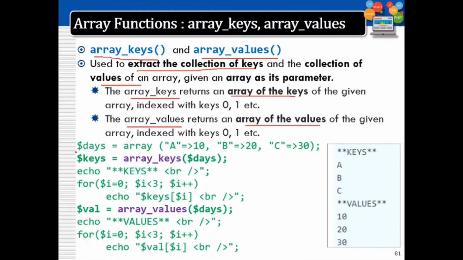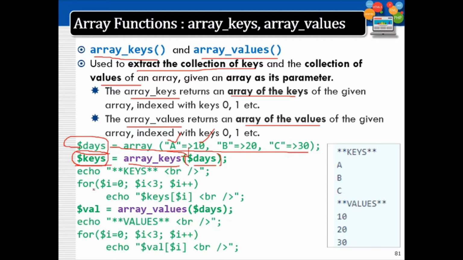You can see an example here, $days. This is an associative array which contains A 10, B 20, C 30 as values. So this is the hash or index, and this is the value. How do you extract it? You just have another variable equal to array_keys. This is the function used, and within brackets just pass the array. So $days is the variable here. This array is passed as a parameter, and this $keys will automatically become an array. The result of both these will be an array.